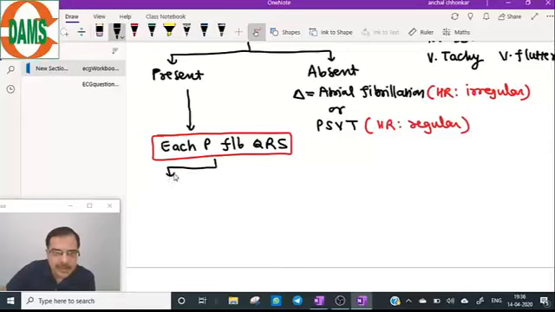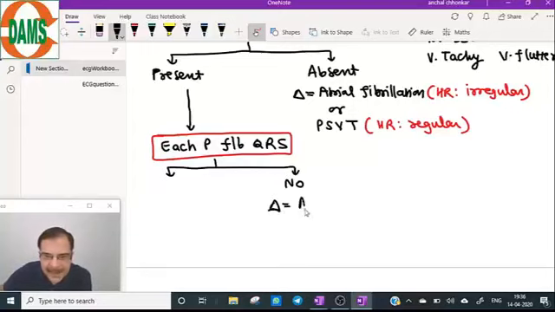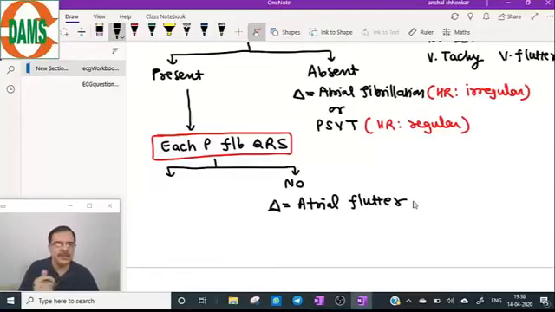If the answer is no, each P is not followed by QRS, the diagnosis here will be atrial flutter. Not every P wave is followed by QRS. The P wave will be abnormal: pointed, and inverted in atrial flutter.